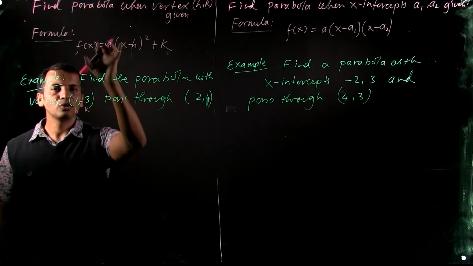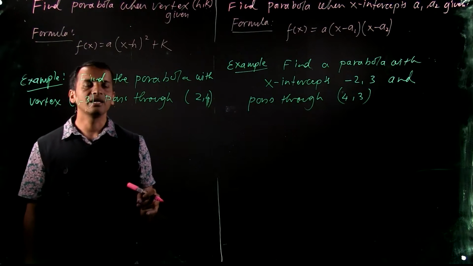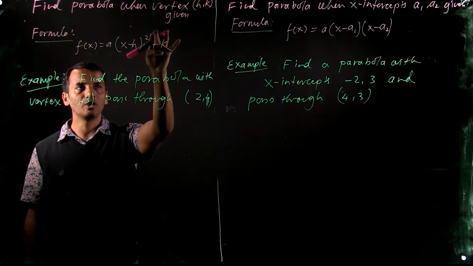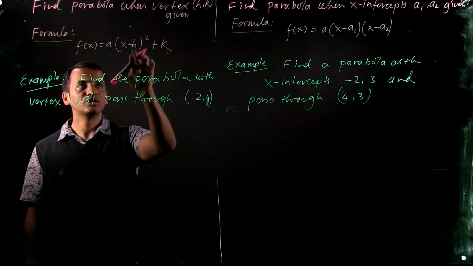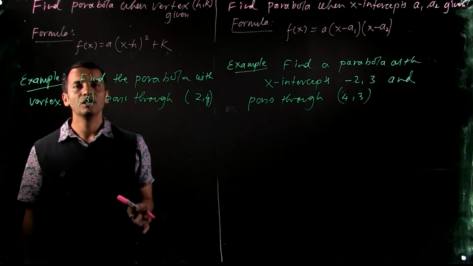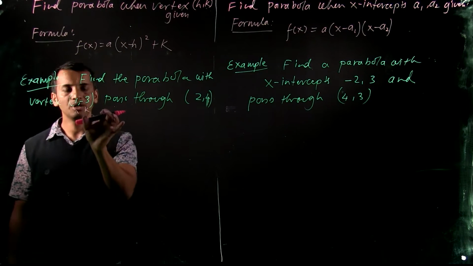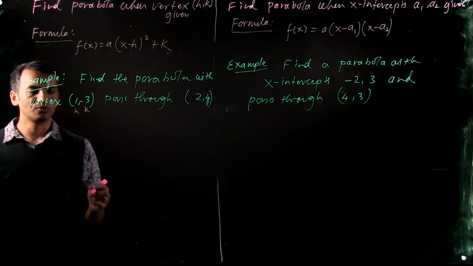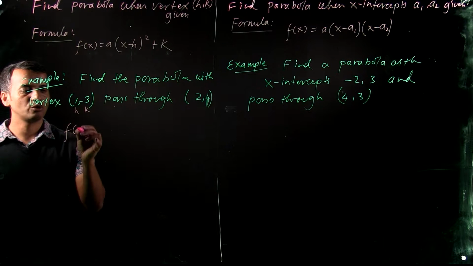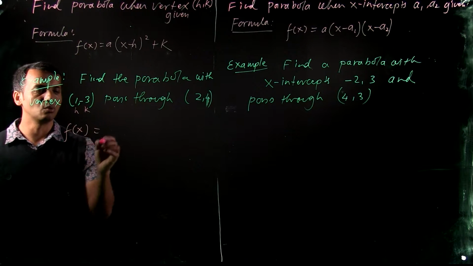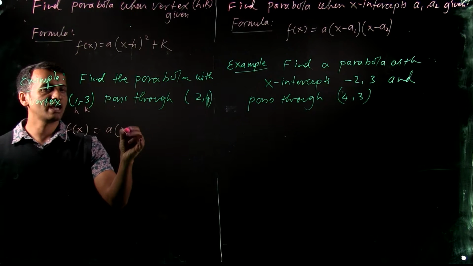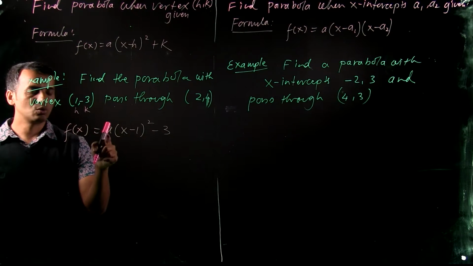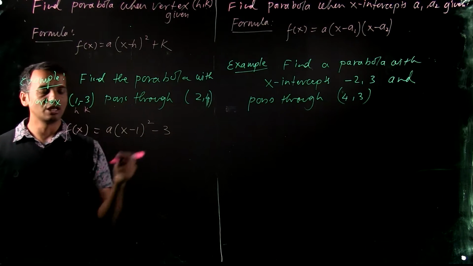So first of all, the formula when the vertex (h, k) is given is f(x) equals a times (x minus h) squared plus k. Okay, so h and k are the vertex, a is the number. So here (h, k) is (1, -3) and the point is (2, 4). So what is the parabola then? The parabola will be f(x), or basically y, equals a times (x minus 1) squared minus 3, right? But what is a then? So you just use that number.